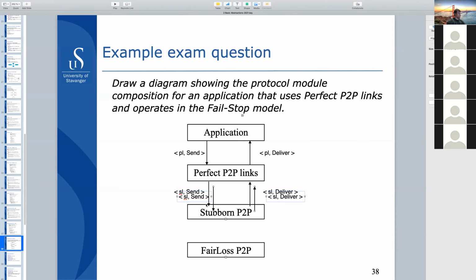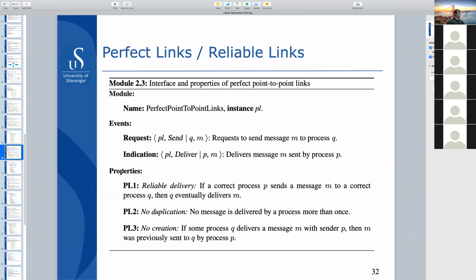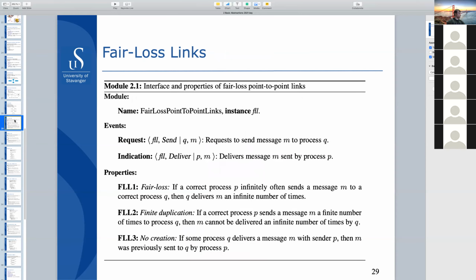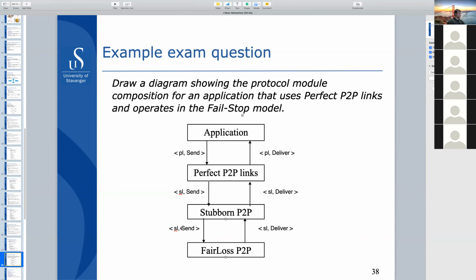So we will put everything one more time. But what's important is that we need to check what the name of these events is. Is it really send, or can it be something different? And also, what is the module name here? So these are important details that you need to go to the module description and see, okay, it's deliver and send, but also it's abbreviated just as FLL. So on the exam, you would write like this.